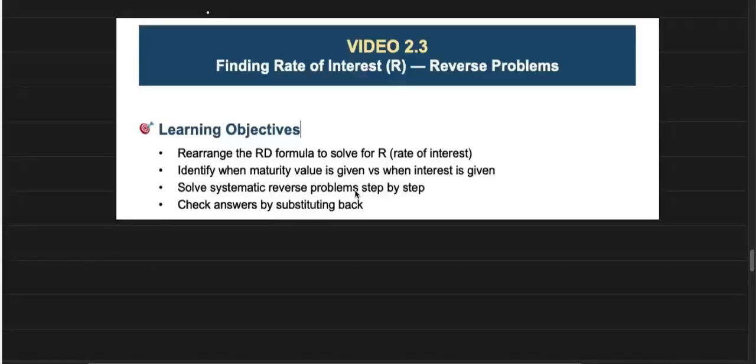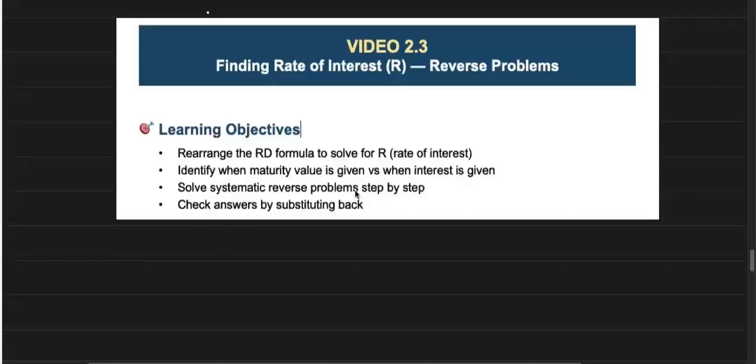The first learning objective will be rearranging the RD formula to solve for rate of interest. Similarly, we'll find the other variables as well, maybe in a later part or the next video. Then, identify when maturity value is given versus when interest is given, solve reverse problems systematically step by step, and check answers by substituting back. These are the learning objectives for this video.